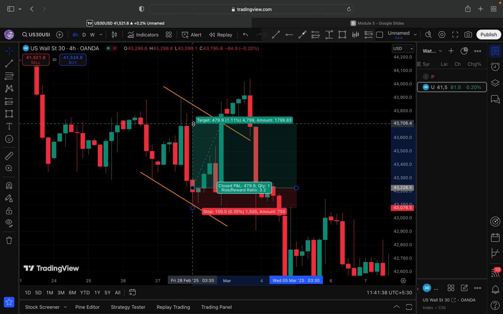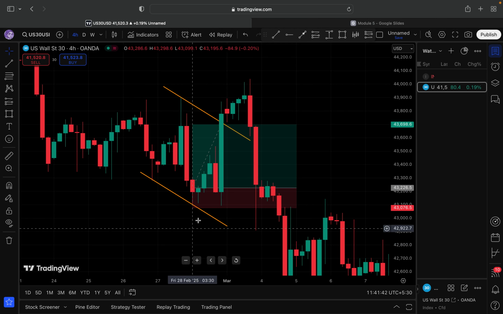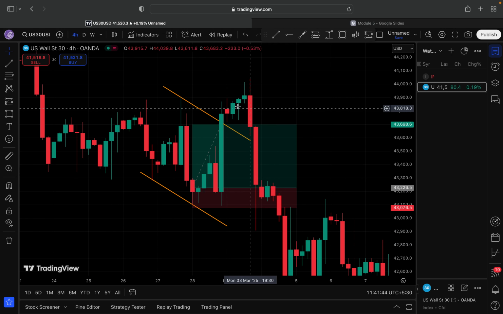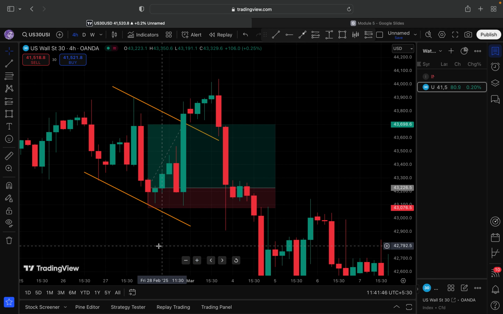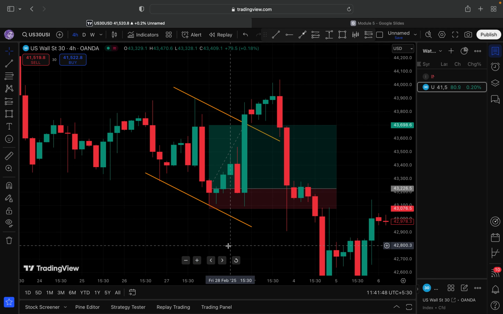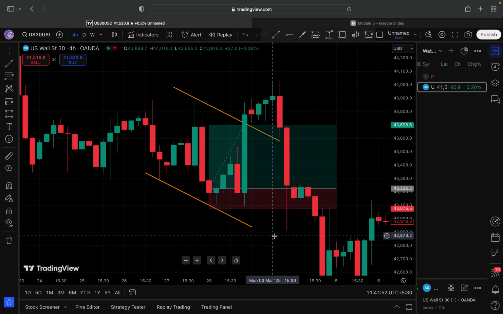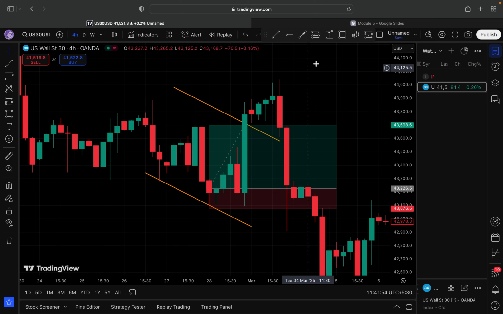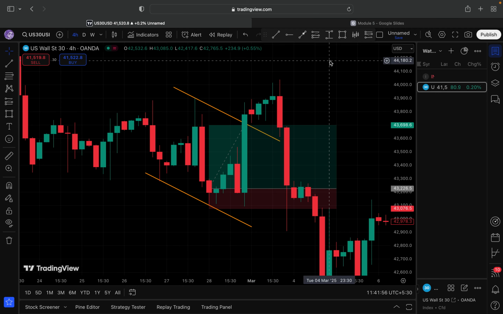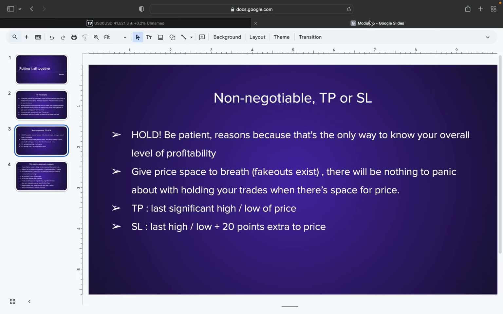Well, I can tell you that you need to hold your trades to TP, because this trade hit TP at 11:59 hours. That was like 5 or 3 minutes before the market closed that day. That was when Dow Jones pumped this much. So you need to hold your trade regardless. Patience. You need patience in this market.